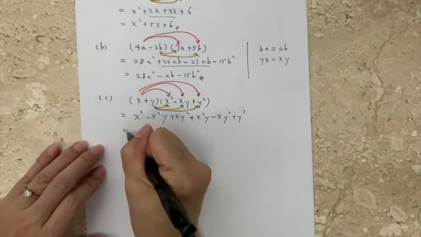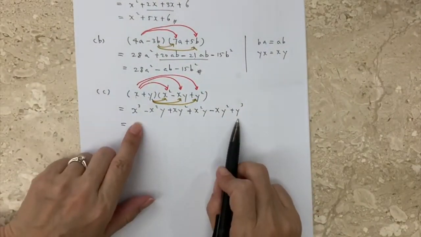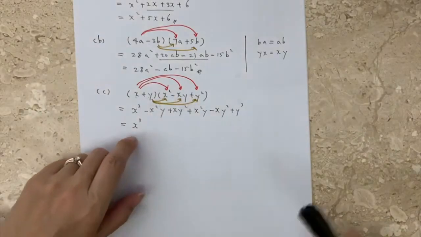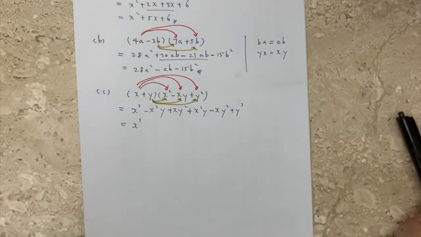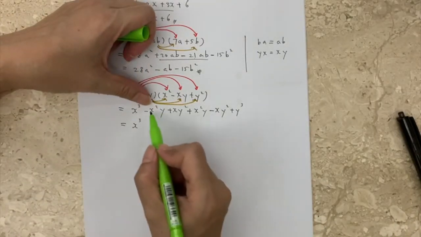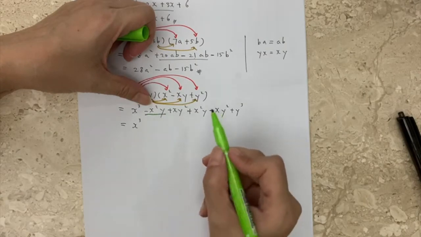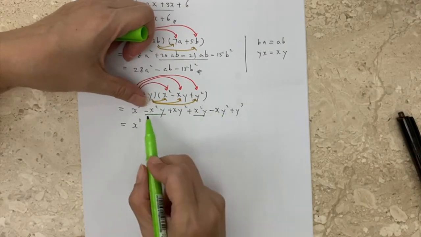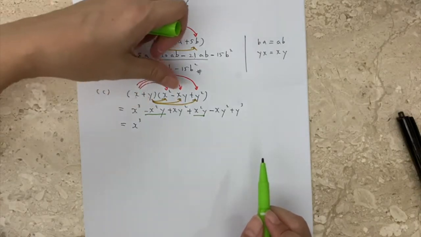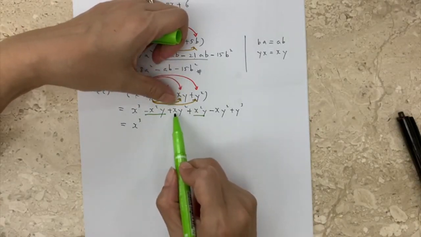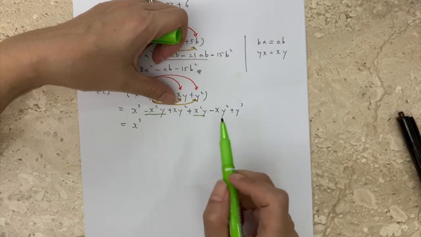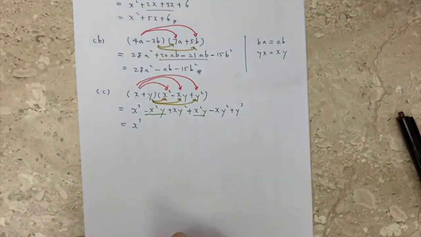Okay, so then simplify the final answer. x to the power 3, no more, so I have x to the power 3. And then what about x squared y? This is x squared y, this is also x squared y, but one minus and one plus, so they cancel out each other. And then what about this one? xy squared and then minus xy squared also cancel out.